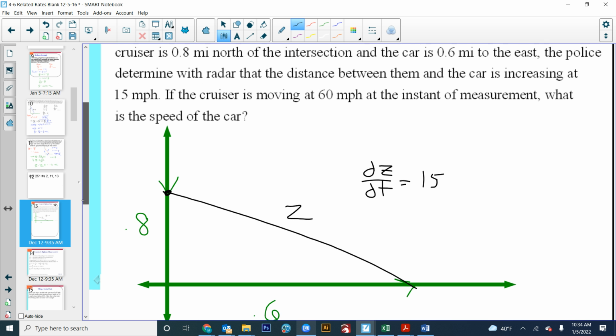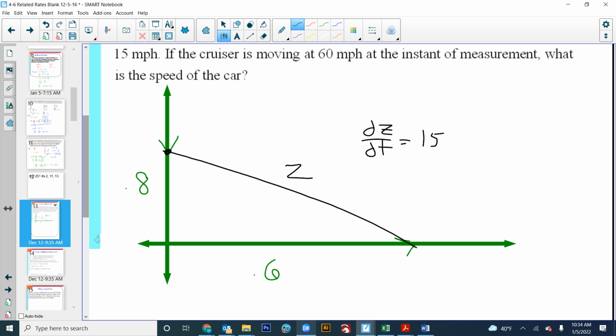If the cruiser is moving at 60 miles per hour, isn't this the cruiser? Don't I want to call that negative 60? I know it seems weird, but do you agree? The Y component is decreasing. The cruiser is getting closer to the intersection. Do you understand what I'm talking about here? All right. What should I call that? Negative 60 miles per hour, dy/dt. I have dz/dt.